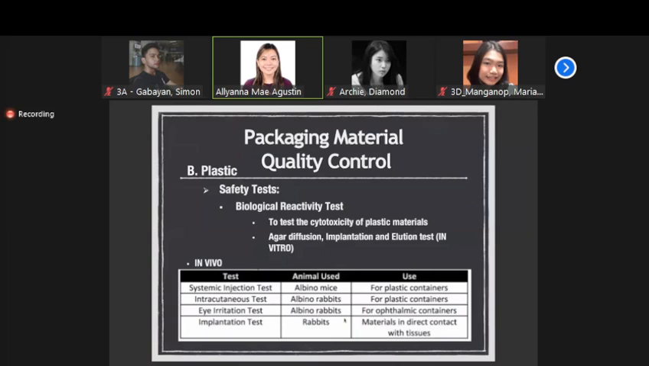Implantation test for rabbits, albino or hindi, for packaging na may direct contact sa tissues. So mga pellets, implants, wafers, no, na i-insert sa skin. Ayan. So you have your packaging material quality control.